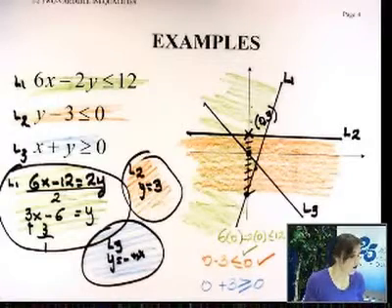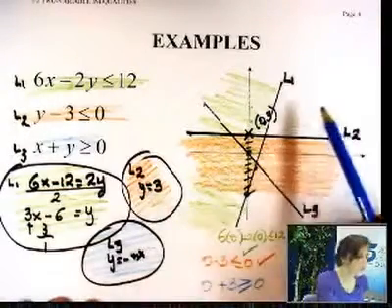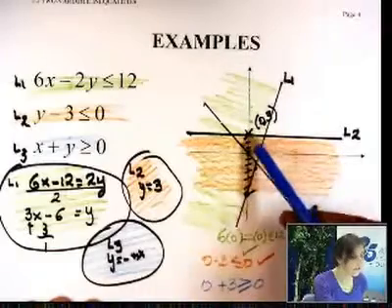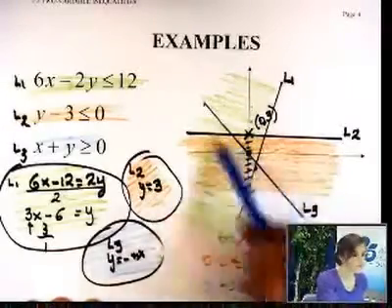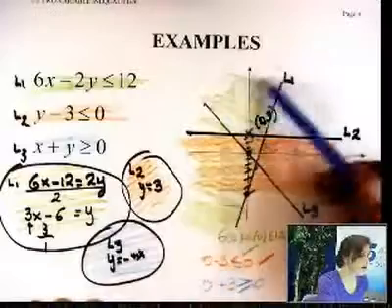All right. So what am I going to do? So I have to shade the region that contains that point. And here's my borderline. So which way is it going to go? It's going to go this way.